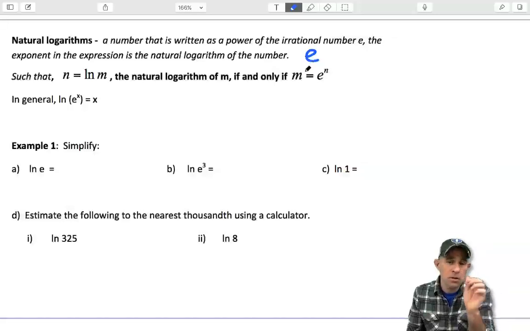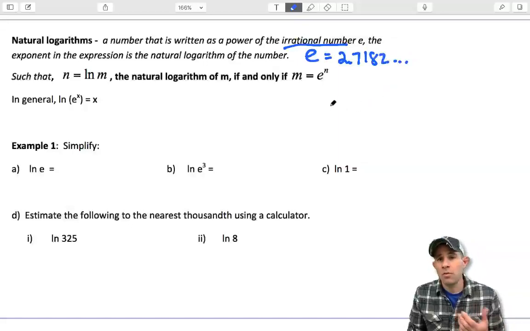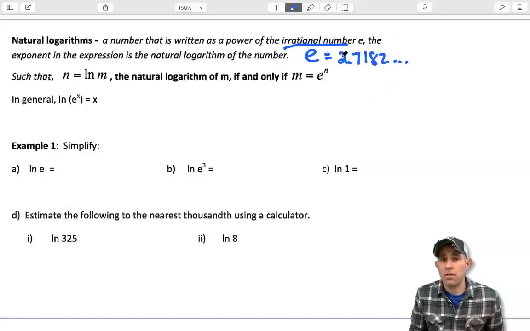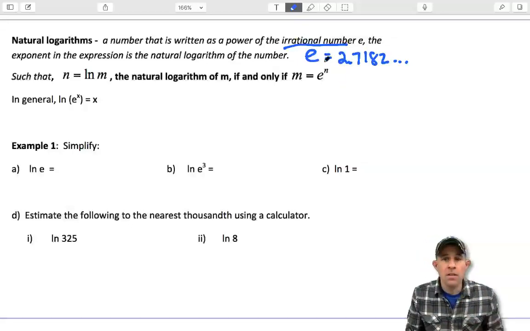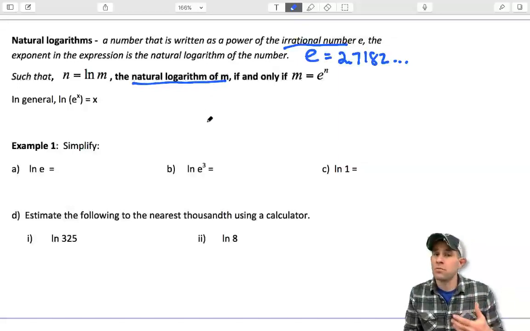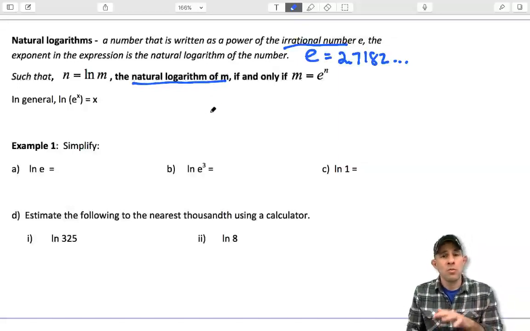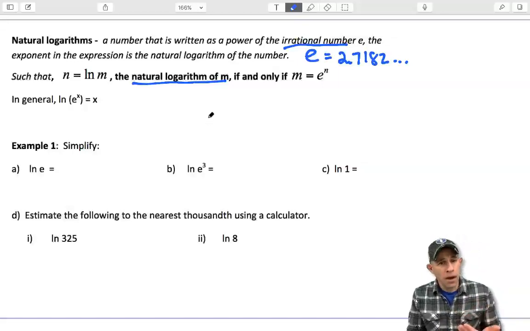Now remember, we learned about this irrational number e. It represents the number 2.7182... So in other words, these natural logarithms are not going to have a rational base like 2 or 4 or 10. They're going to have this irrational number. And there's a reason why we call them natural logarithms, because they actually do arise in nature. So remember, logarithms are simply the exponent you raise a base to in order to get a power.